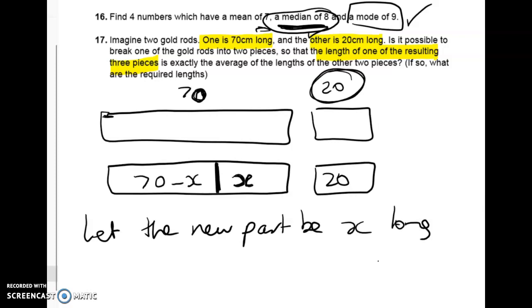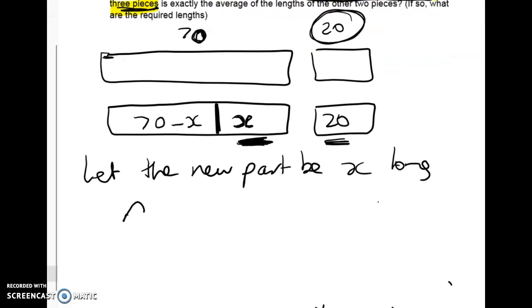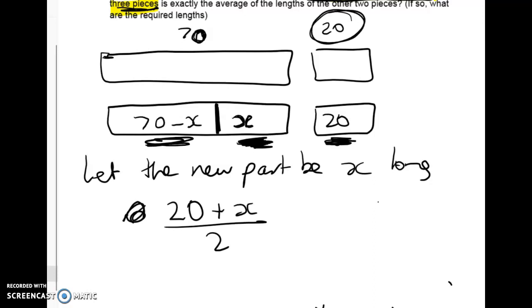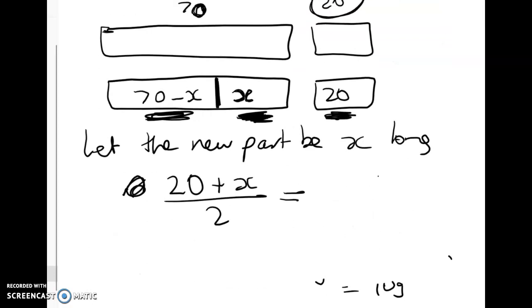So now I can do some pretty straightforward algebra to figure out how to solve the problem. So what are we looking for? Is it possible so that the length of one of the resulting 3 pieces is exactly the average of the lengths of the other 2 pieces? So let's look at this one and this one and see what we can say for the average of those. Well, we get 20 plus x divided by 2. That's my average there. And we want that average to be the same as the length of the other rod, right? That's what it says. Is it possible to break them so that the length of one is exactly the average of the lengths of the other 2? So the equation we're going to solve is this.